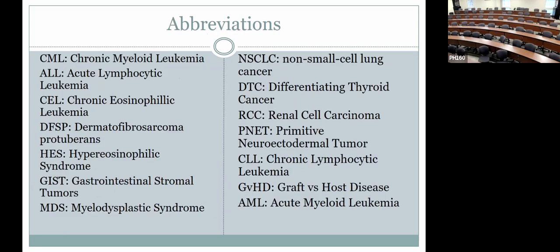So I understand that once we get to the indications and treatment section, there may be some terminology that you have never heard of before or maybe not understand. So I've included this abbreviation slide to kind of refer back to if you were curious about some of the abbreviations we're going to be using later.